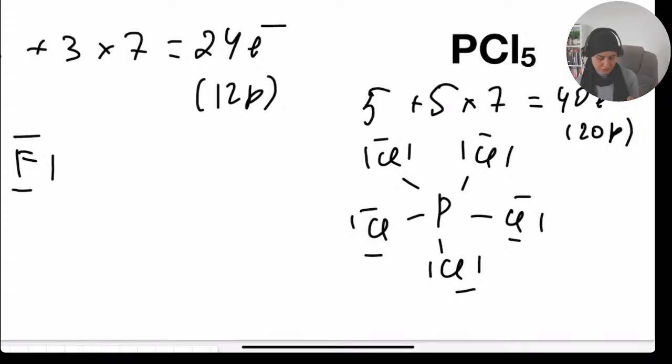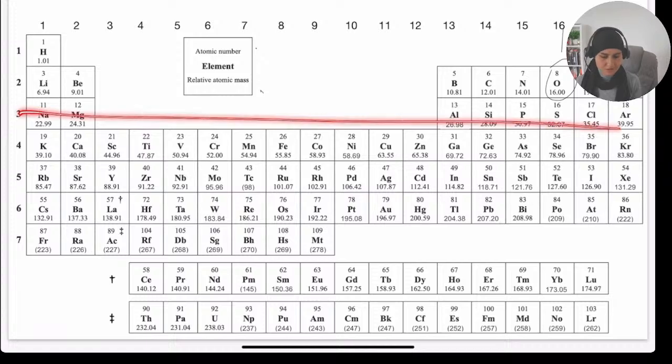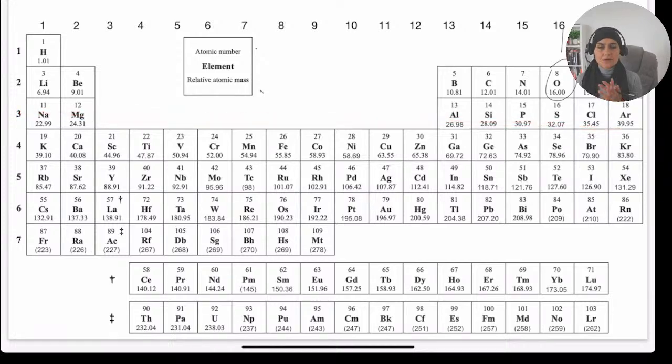But now I have to check whether phosphorus has an octet. Well, it's more than an octet. It's 1, 2, 3, 4, 5 pairs. Is it okay? For phosphorus, yes, it is okay. Why? Because it's in period 3, which means that it has empty 3D, which means that it can have more than 4 electron pairs around it.